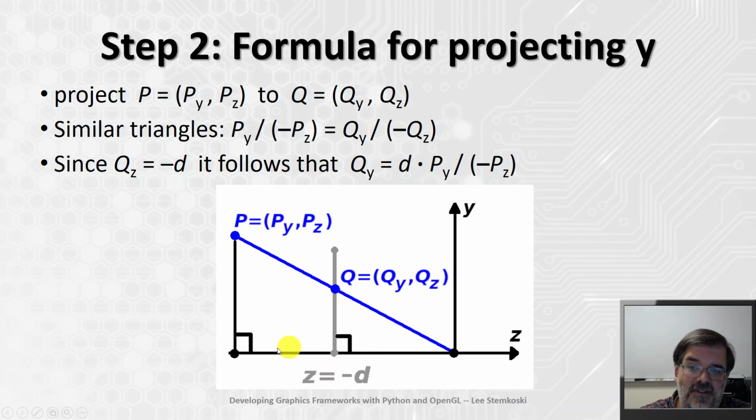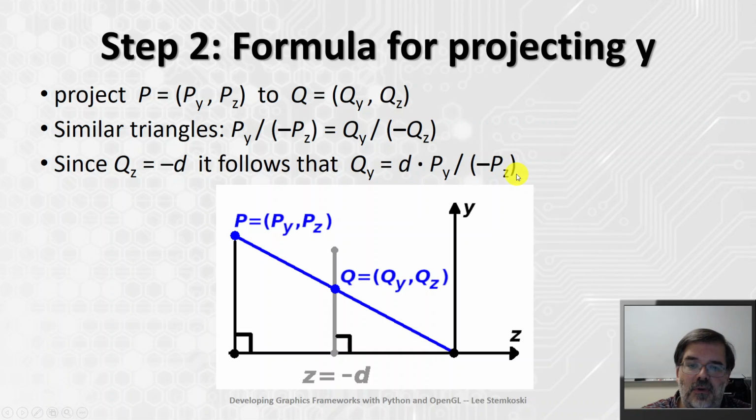But because everything's happening on the negative z-axis, I need to use the negatives of the z-coordinates to get positive numbers to give me the lengths of the base. And so I get this equation from the similar triangles. And I also know the value of QZ. Right? Any point on this adjusted projection window has z value equal to negative d. So we could substitute that in here and then rearrange a little bit to solve for QY, the y value of the projected point. And so that value is given by this expression right here.